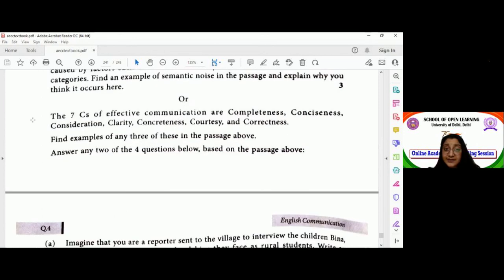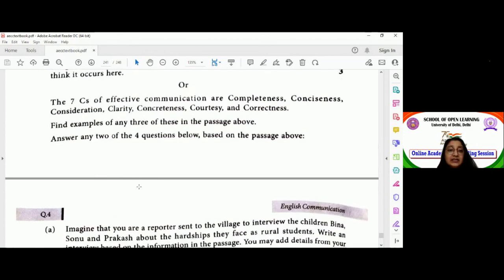Then the 7 C's, we have discussed the 7 C's, and kindly refer to the earlier topics that were discussed at the beginning.